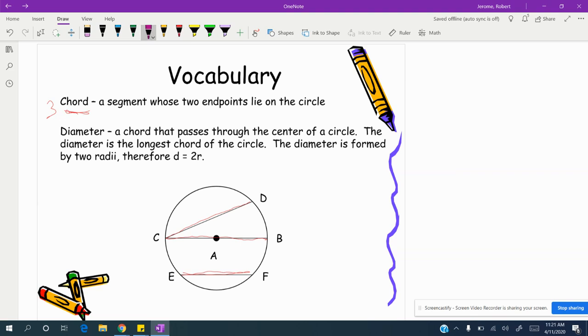Now, when we talk about a diameter, there's only one diameter drawn for us in this picture, and it is CB. So the diameter is a chord, but it's a special chord. It passes through the center of the circle. It's the longest chord of the circle. It's made up of two radii. So AB is a radius and AC is a radius. So the diameter is made up of two radii. So diameter equals 2r.